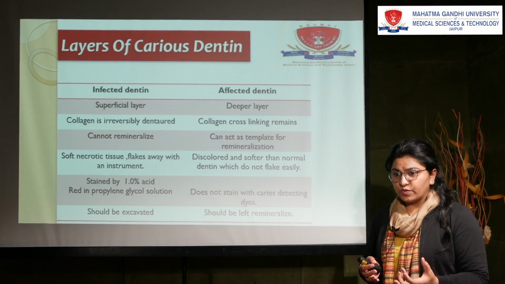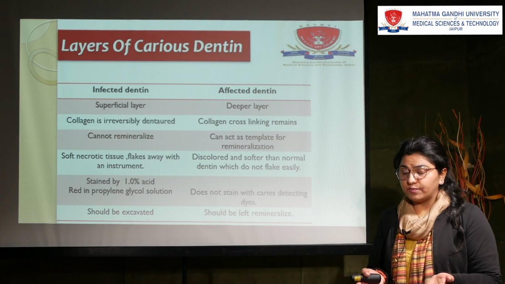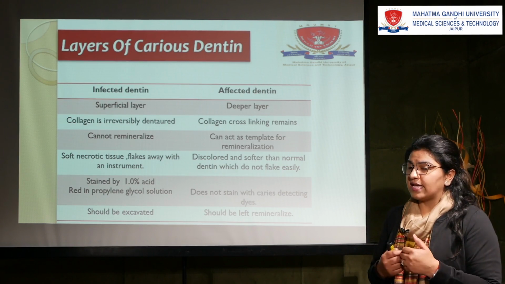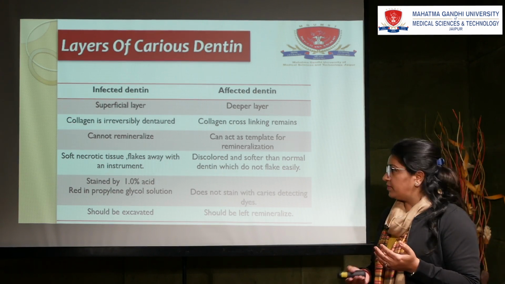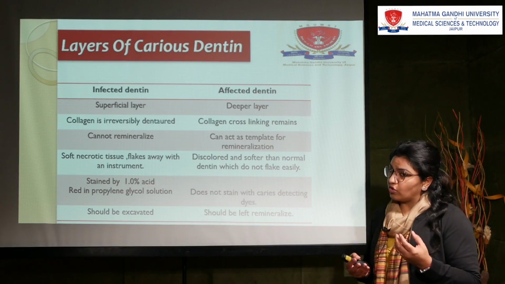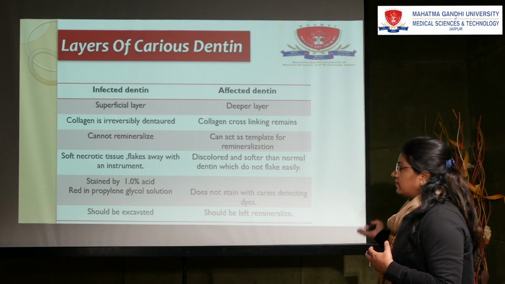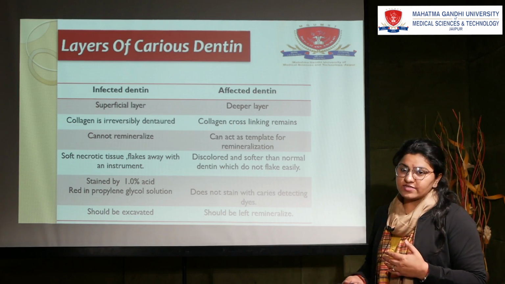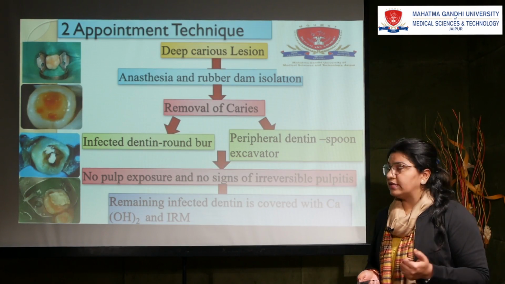Infected dentine is a superficial layer which is contaminated with bacteria, which is not possible to remineralize. It has denatured collagen. While the affected dentine, which is a deeper layer, has intact collagen. It has the capacity to remineralize. So that can be left, and the infected has to be removed. So what is the approach, how do we go about the indirect pulp capping?